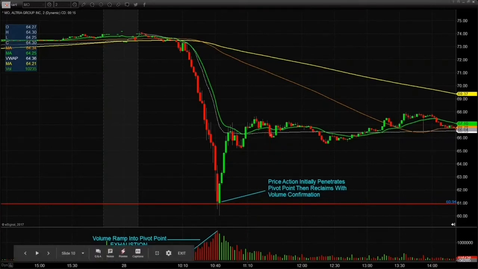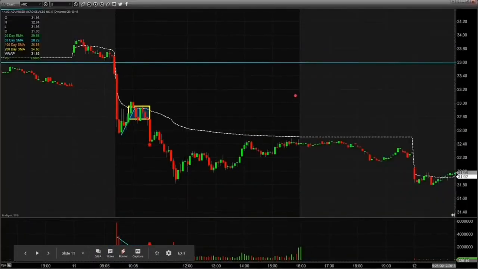All right, so moving on, let's talk about a trade here that is a good example of a volume profile to the short side.